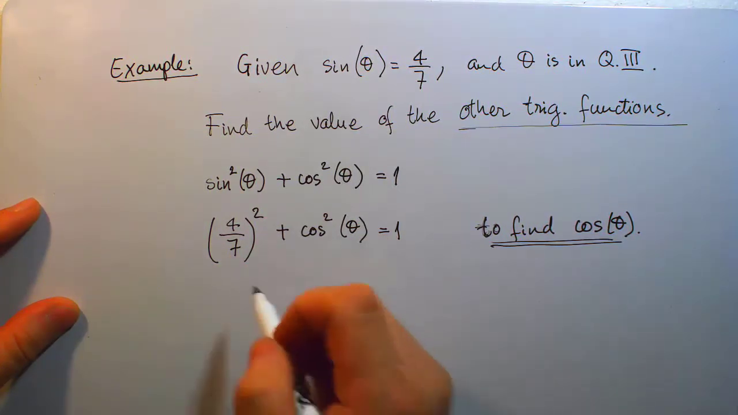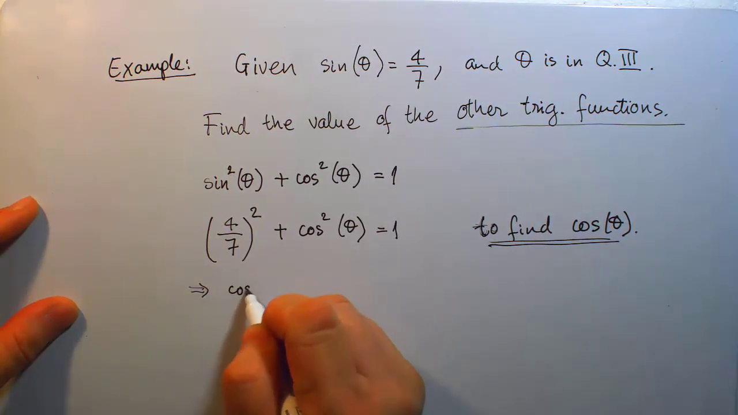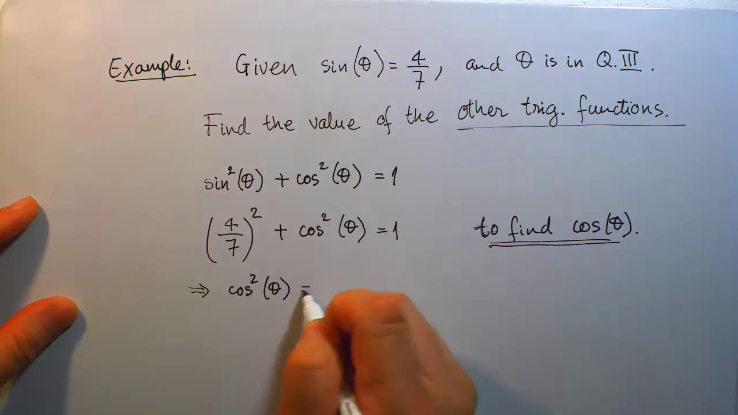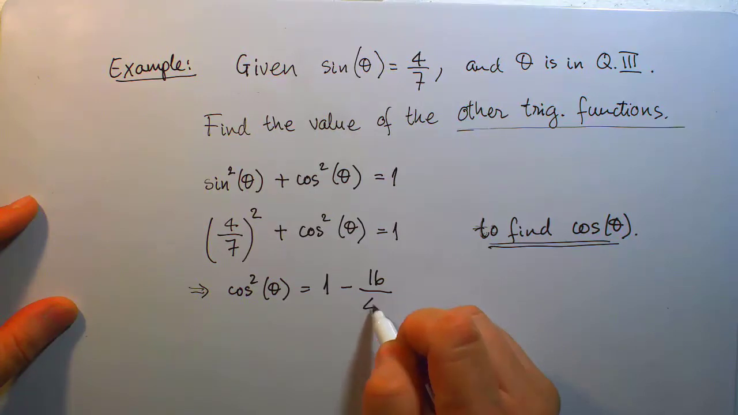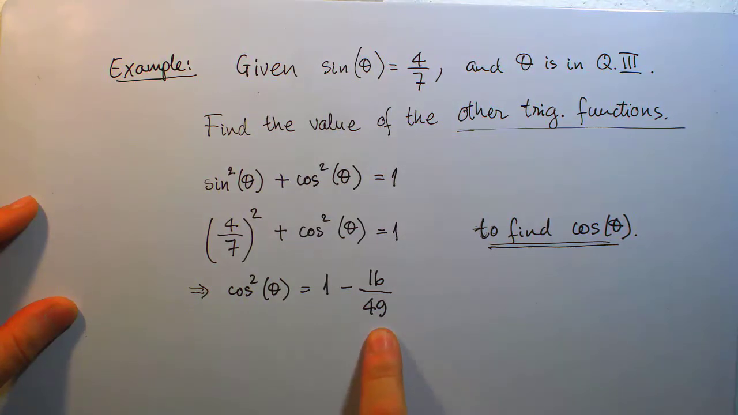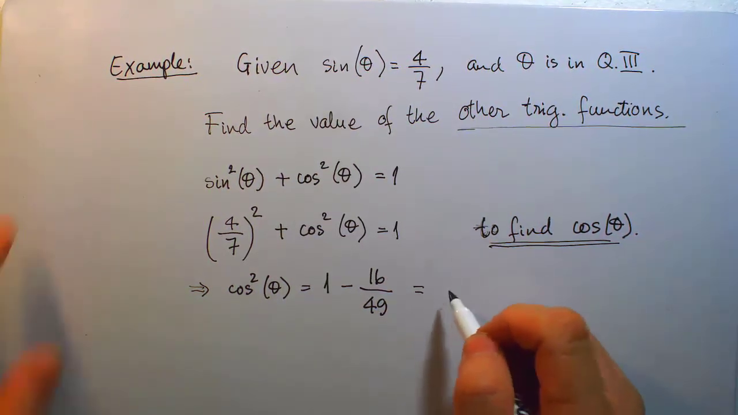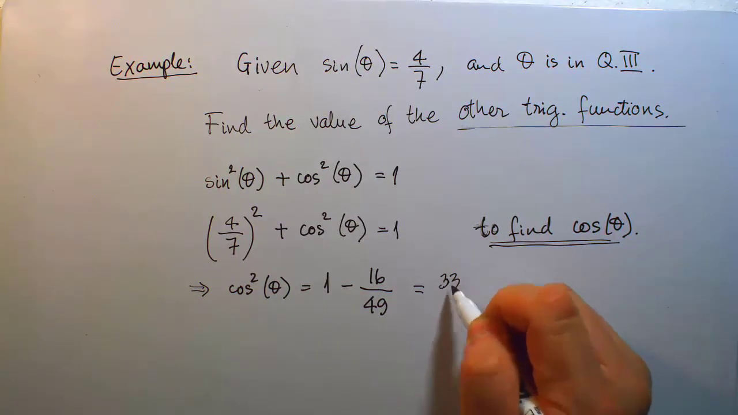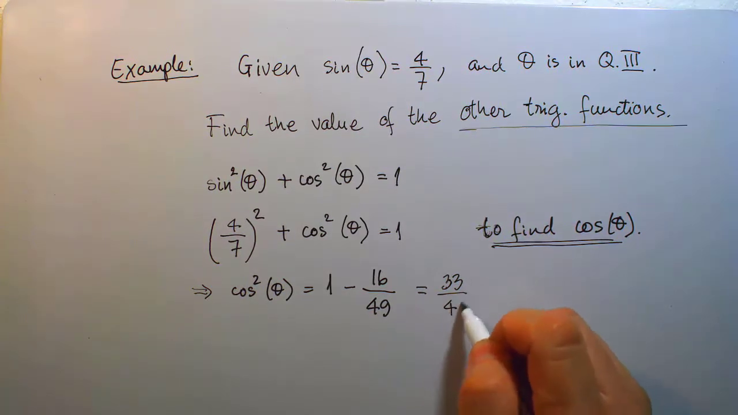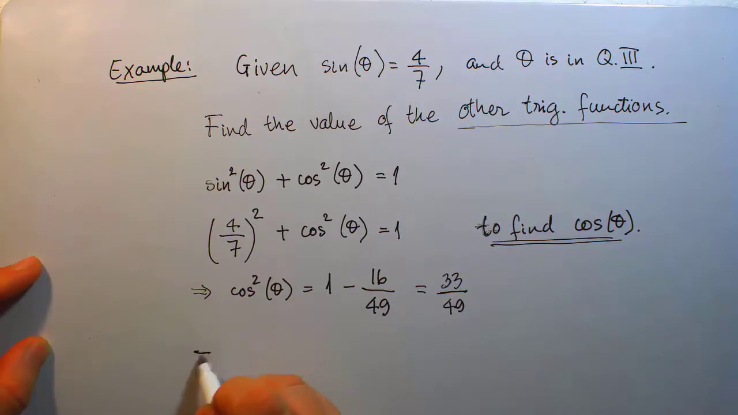And so in my next step, it's leading down to cosine squared of theta equals 1 minus 16/49, because this is 4/7 squared. And so here, that 1 minus 16/49 is the same as 33/49.